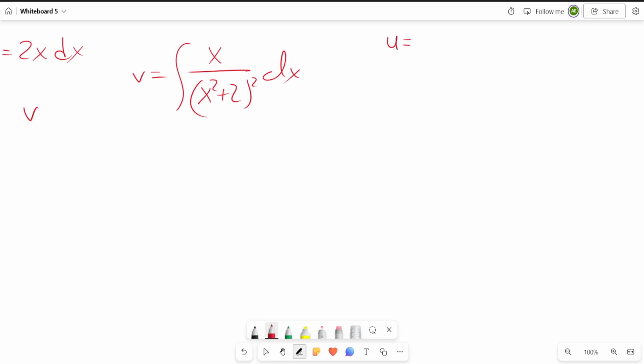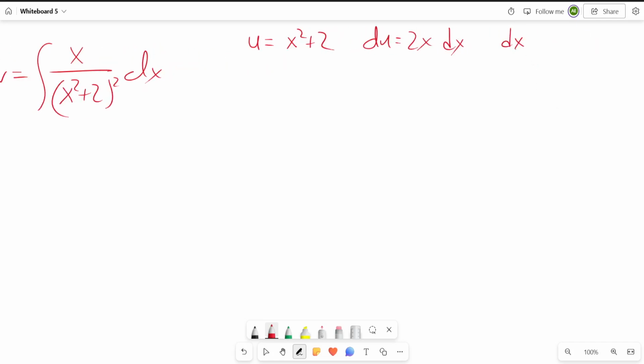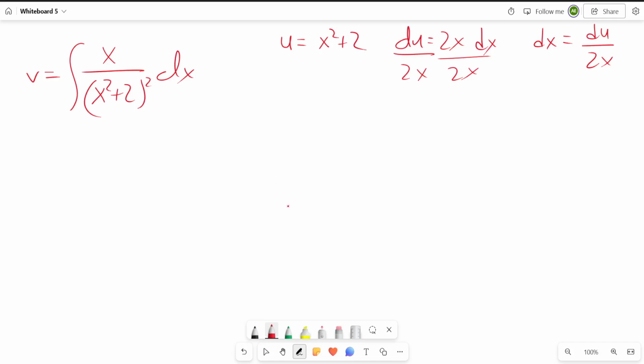Let's u substitute. Let's say that u is x squared plus 2. That gives du by dx as 2x. So multiplying dx both sides is going to be du equals 2x dx. And that gives a dx value of du over 2x. I'm basically dividing by 2x both sides. So let's now substitute everything. Let's substitute this dx with this expression, and let's substitute this with u.